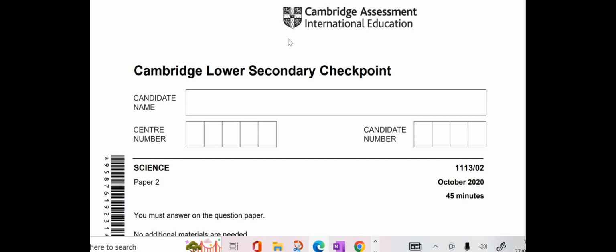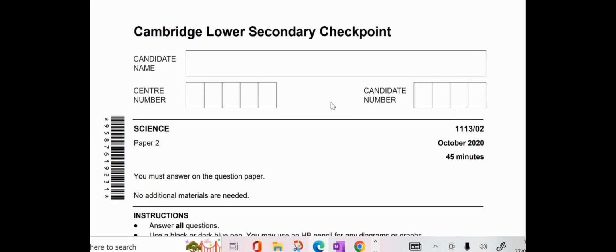Hi friends, we're going to discuss Cambridge Lower Secondary Checkpoint Science Paper 2 with a past paper code 1113/02. It's October 2020. The duration for this paper is 45 minutes. First, we'll scroll all over the questions, so you may take a screenshot and pause this video for a while and use it for practice.